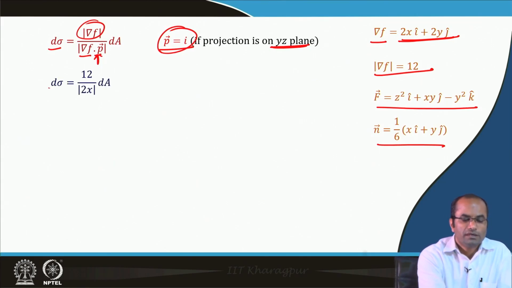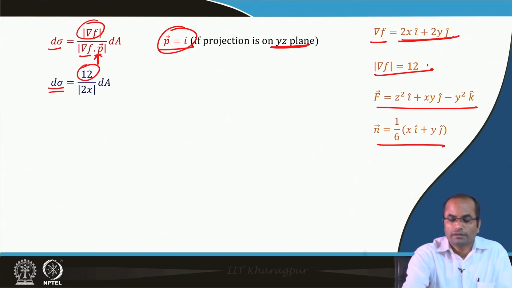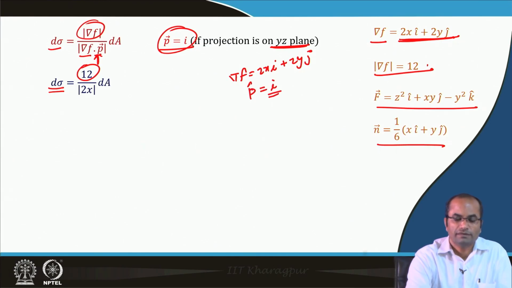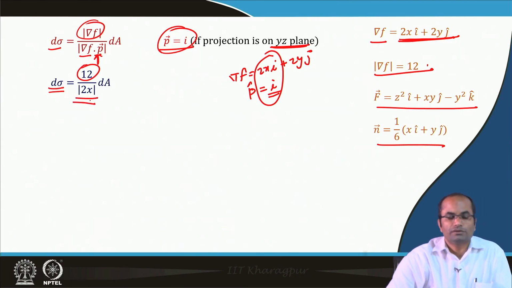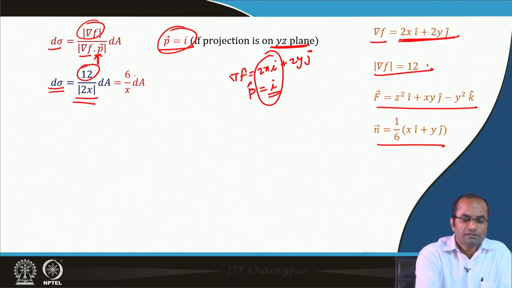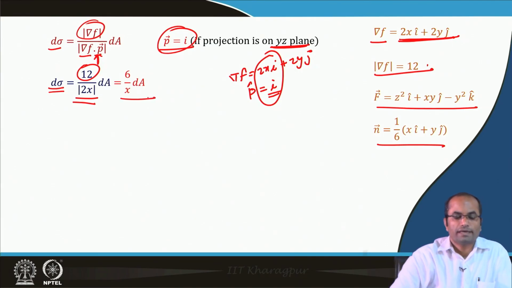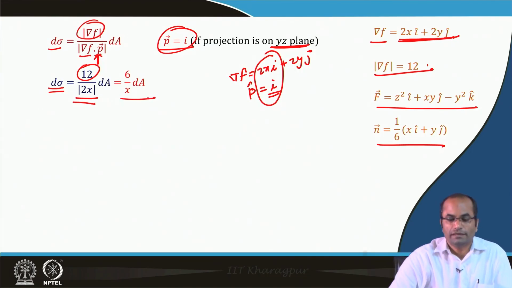So, we have dσ equal to that 12 which is given, which we have replaced here. The gradient f is 2xi plus 2yj, and p, the unit vector normal to the projected plane, is i. So the dot product will give just 2x, and its magnitude is 2x. That means we have 6 over x and this dA.